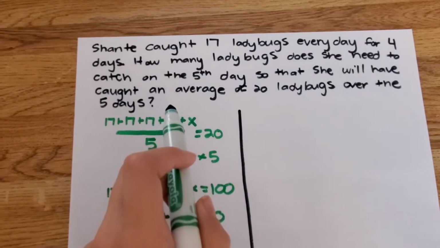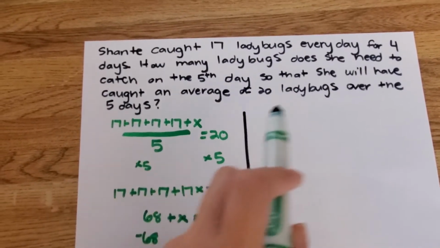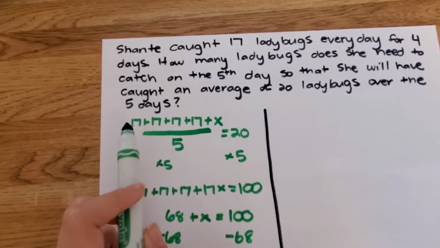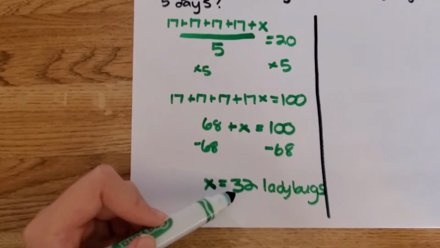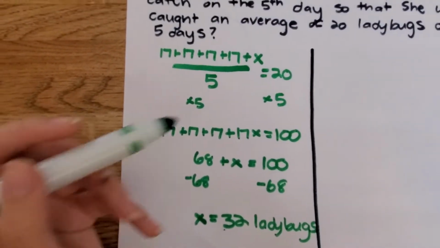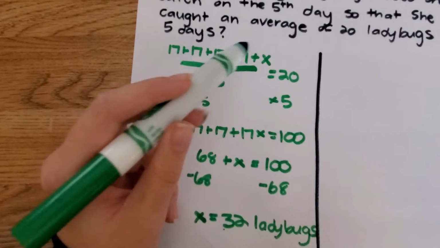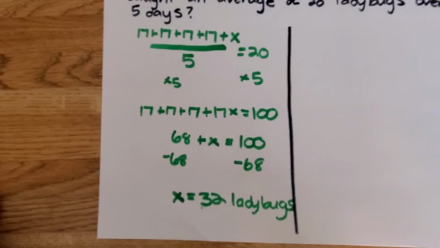How many does she need to catch on the 5th day so that she will have caught an average of 20 ladybugs over the 5 days? So she needs to catch 32 on the 5th day to make it look like she caught 20, or have an average of 20 on all of those days.